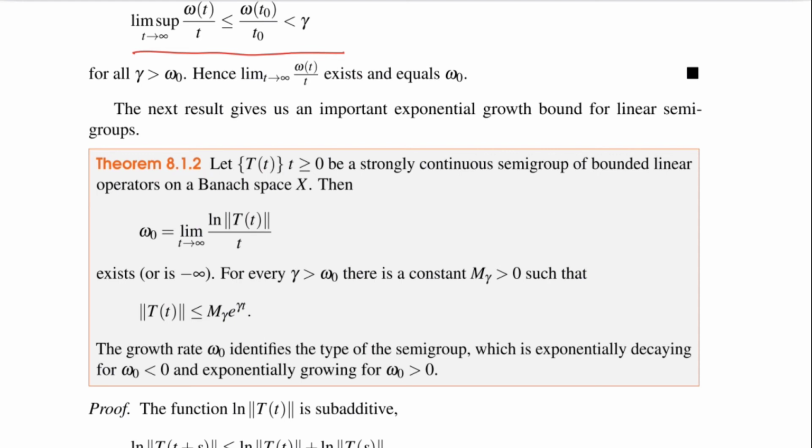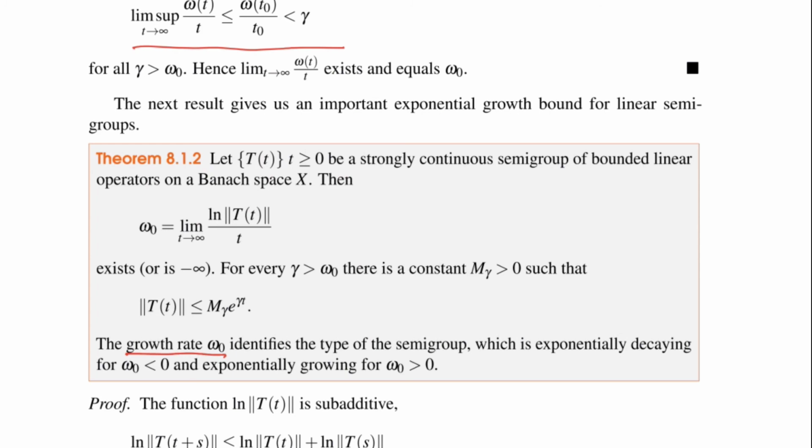We use it here in theorem 8.1.2. T is a strongly continuous semigroup of bounded linear operators in a Banach space, and omega 0 is the limit as t goes to infinity of the log of the norm of T of t divided by t. And it turns out that this omega 0 is basically the growth rate in time of the semigroup. So for every gamma which is bigger than this omega 0, we have a constant M gamma, so that the norm of the semigroup T of t is bounded by this constant times e to the gamma t. So then we call omega 0 the growth rate, which identifies the type of the semigroup. It could be exponentially decaying if omega 0 is less than 0, or growing if omega 0 is bigger than 0.